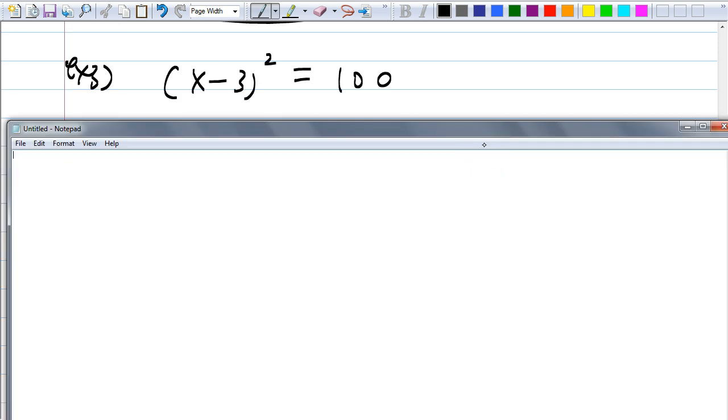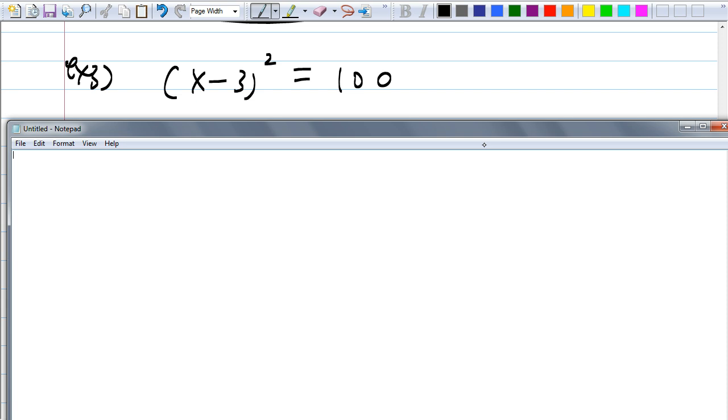Now, look at example 3. They got a little bit more creative than the ones we had. We got x minus 3, that binomial squared, equals 100. Okay, so can I use the shortcut on this? How many will say yes, I can? Raise your hand. How many will say no, you cannot?